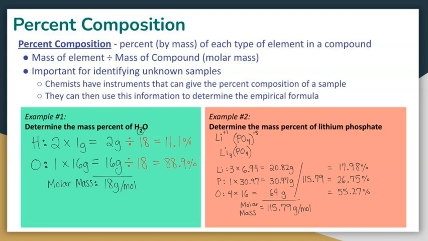There's really no indication of how many sig figs our answers should have. So we just want to make sure that our percentages add up to exactly 100%. And we also should label what compound this is for, so 17.98% lithium, 26.75% phosphorus, and 55.27% oxygen. And that is our answer here, is all three of our percentages.